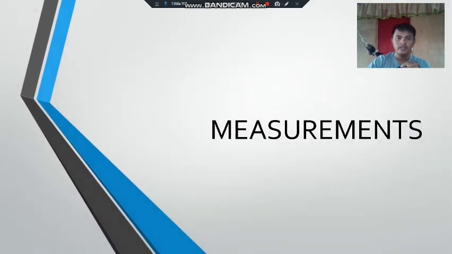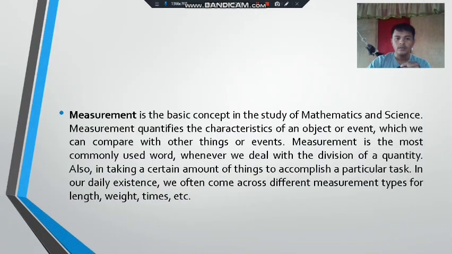So we are here in measurements. Measurement is a basic concept in the study of mathematics and science. Measurement quantifies the characteristics of an object or event, which we can compare with other things or events. Measurement is the most commonly used word whenever we deal with the division of quantity.